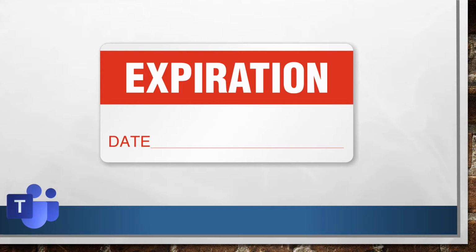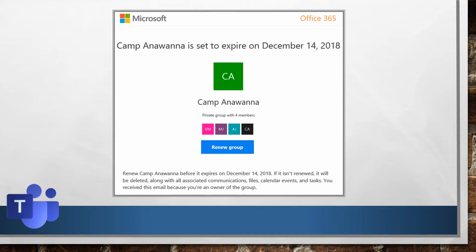Now, one of the fears that I've heard is about the loss of data. But Microsoft really does a good job of giving the owners plenty of notification and time to renew the team before it expires. So this is an example of an email that comes in when your group is about to expire.